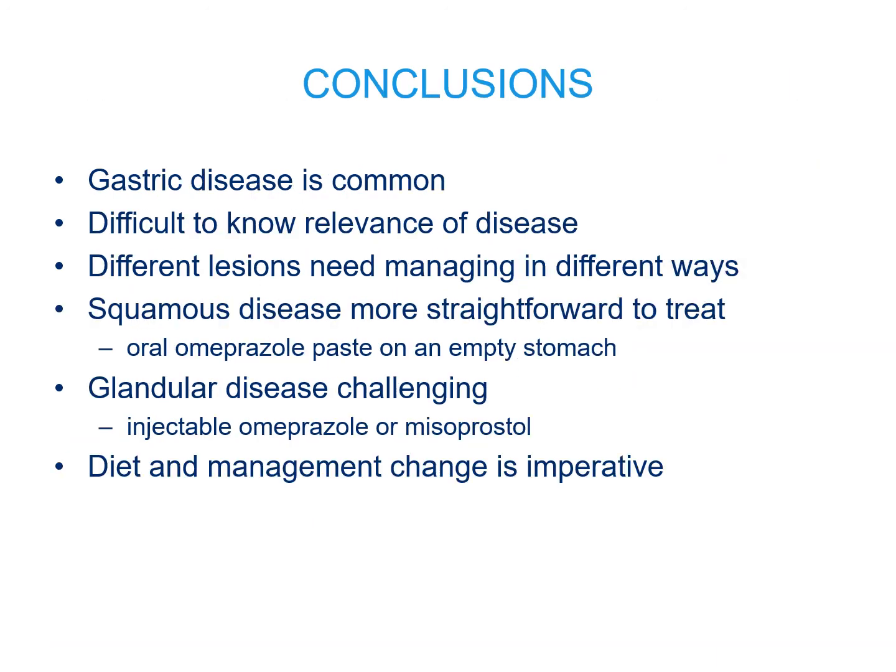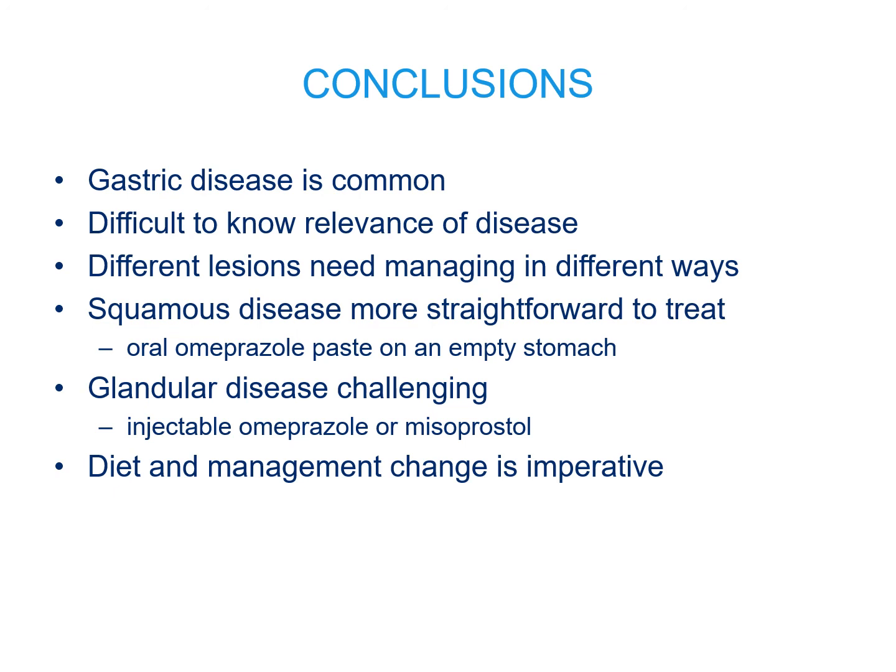So in conclusion, gastric disease is common. It's hard to know which horses are likely to have gastric disease and which horses are severely affected by it, even when we can look in the stomach. The only way to know what's going on is to look. Different lesions need managing in different ways, and management is absolutely key, going along with different treatment strategies.